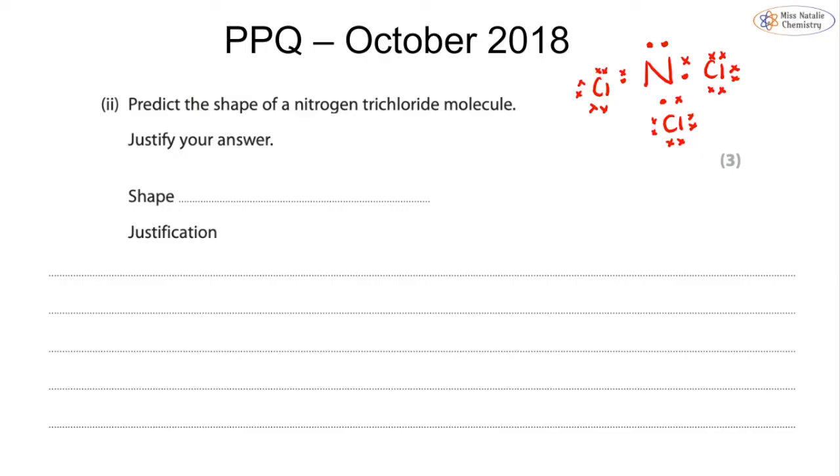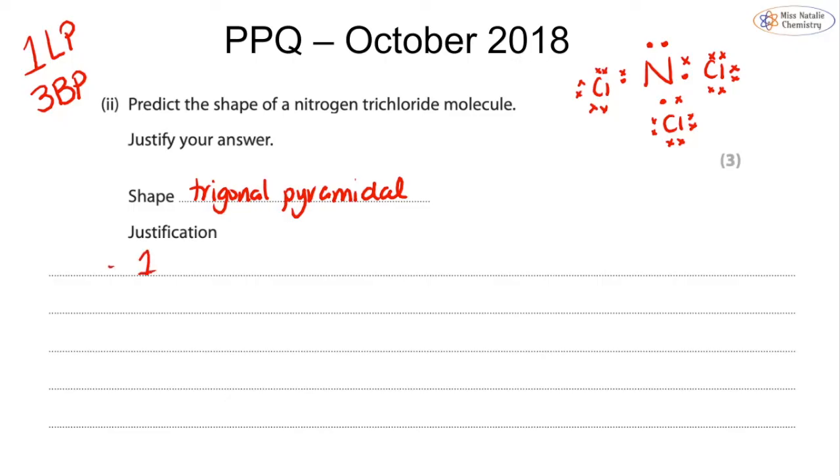And around my central atom, I have got 1 lone pair, 3 bond pairs. So the shape is trigonal pyramidal. Now that gets you 1 mark. The justification then comes from the second and third mark. So why is it trigonal pyramidal? Well, it's trigonal pyramidal because we have 1 lone pair and 3 bond pairs around the central atom.